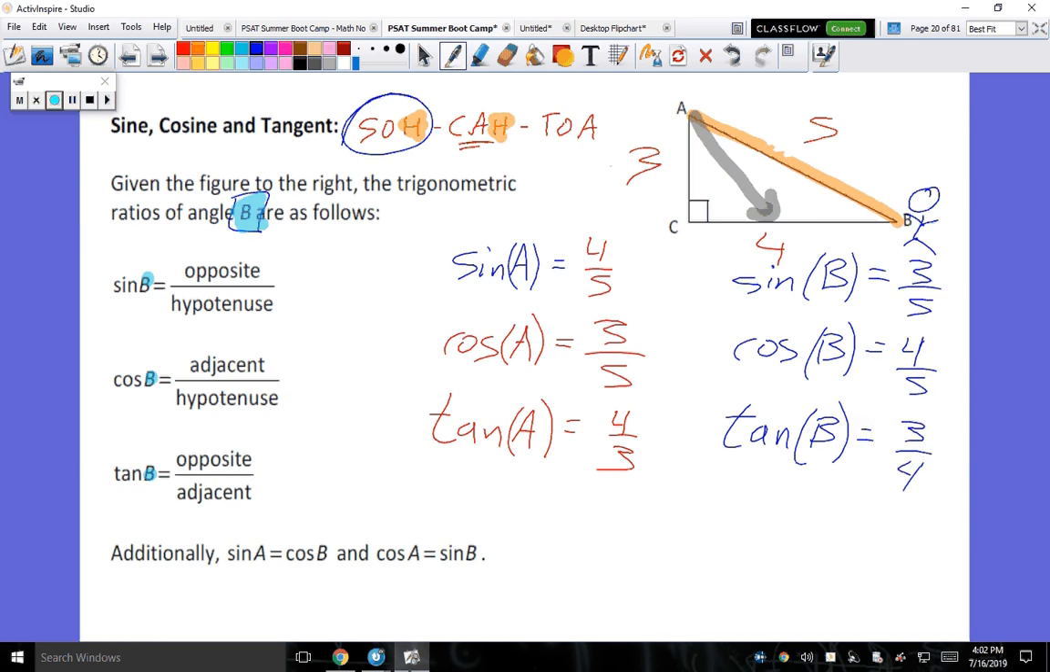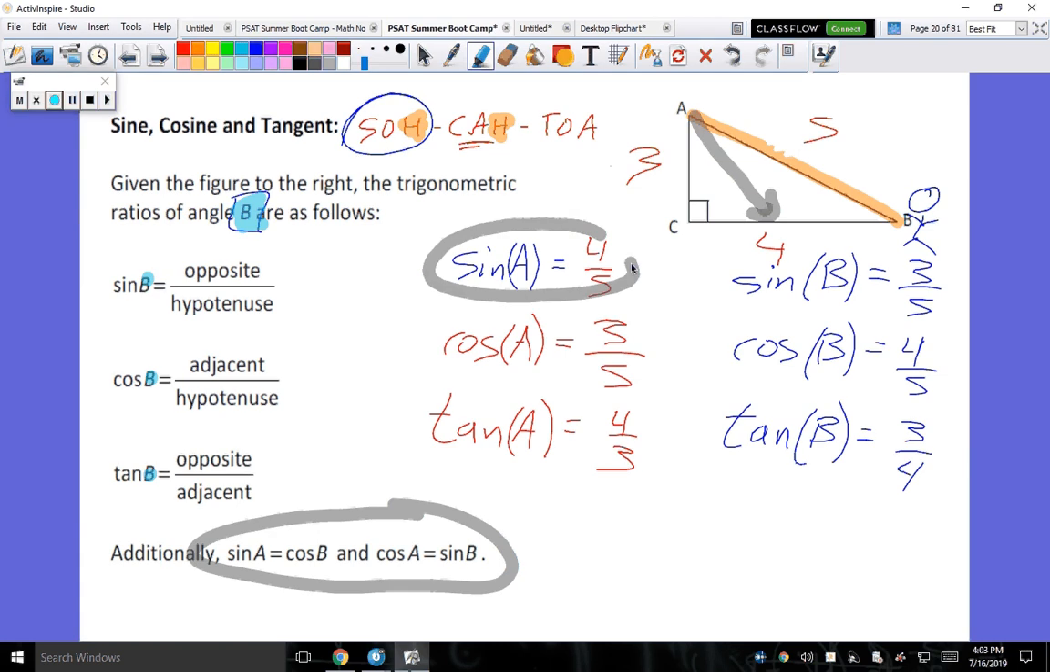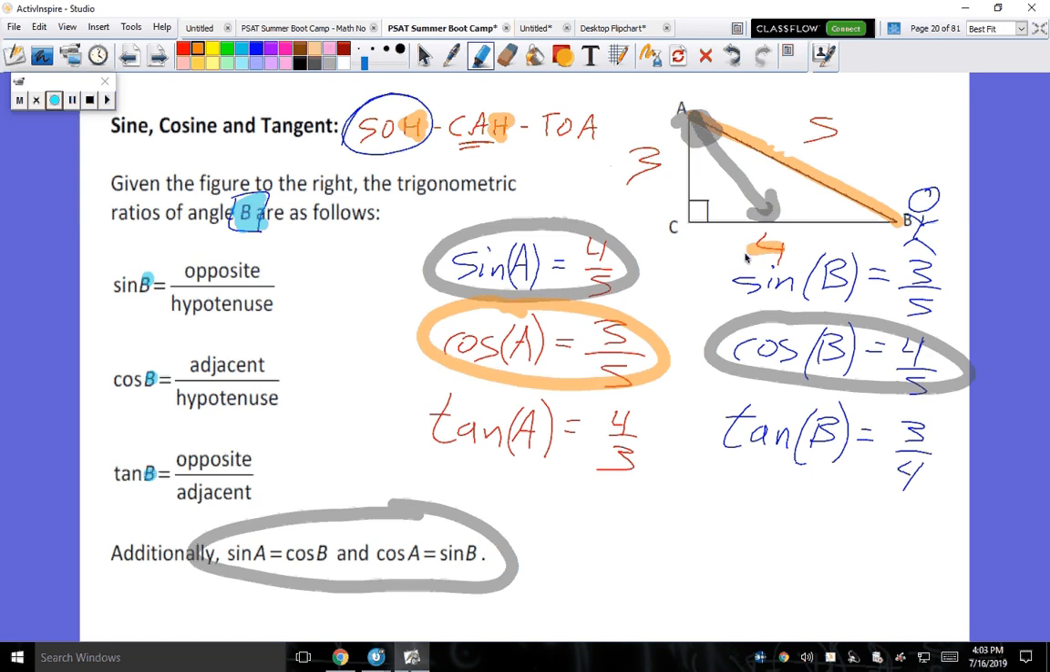And what is the tangent from B? 3/4. Notice the relationship that this is saying down here. Guys, the sine of A, so the sine from here, is actually the same as the cosine from the other angle. And you'll see this a lot camouflaged in stuff. Just like the cosine of A is the sine of B. And what relationship do they share with the tangents? They're reciprocals of each other. Are we good? Okay.